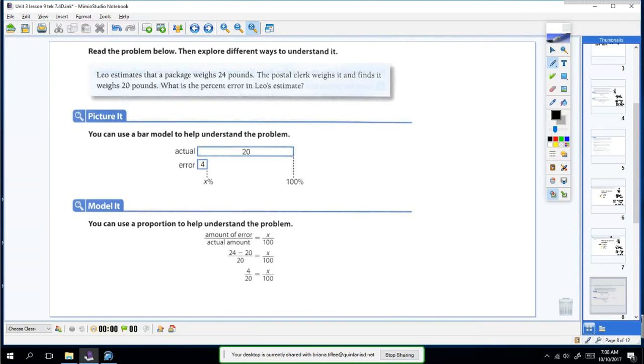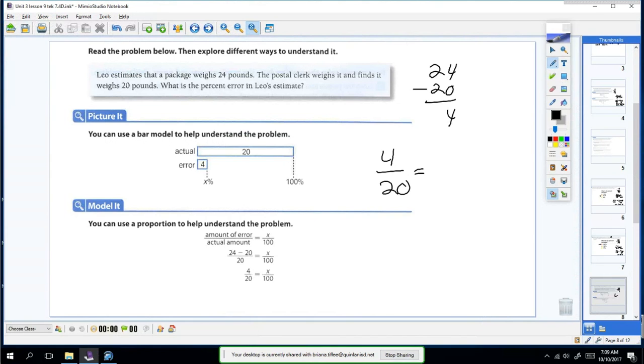Leo estimates that a package weighs 24 pounds. The postal clerk weighs and finds that it weighs 20 pounds. So we got to find the percent error. So again, it's the same idea that we've been doing. You have to start off with the original amount and subtract, and you get 4. Well, that means it's going to be 4 over 20. The reason why it's not 4 over 24, the amount that he thought it was, is because 20 is the actual amount. So you have to do it over the actual amount because you're trying to figure out what his error was.